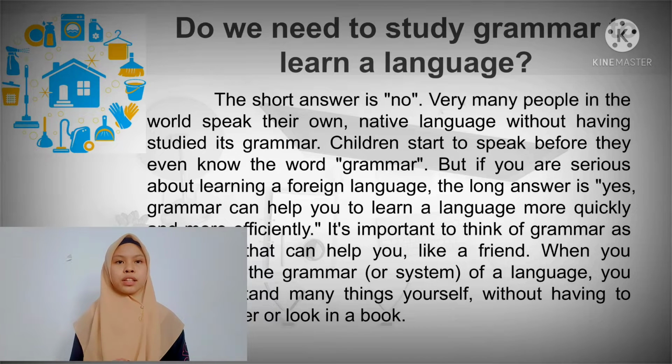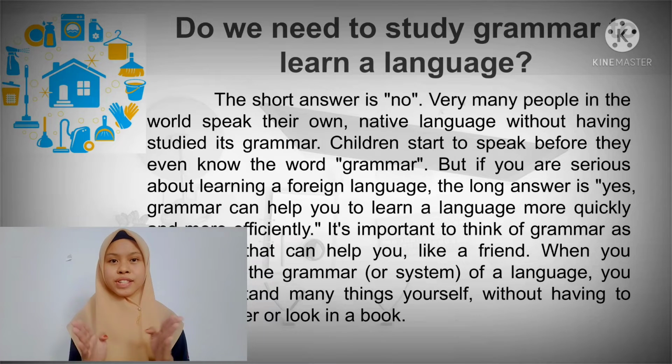Now I will give you a question. In learning a language, do we need to study grammar? Yeah. The short answer is no, because very many people in the world speak their own native language without having studied its grammar. Such as children, they can speak before they even know the meaning of grammar. So it means grammar is not as important in learning a language.